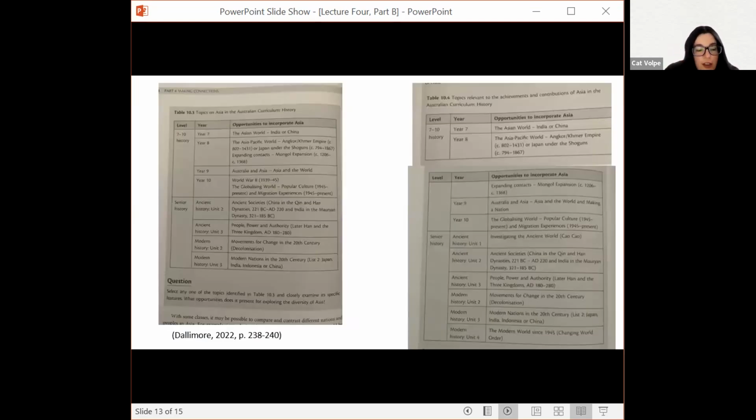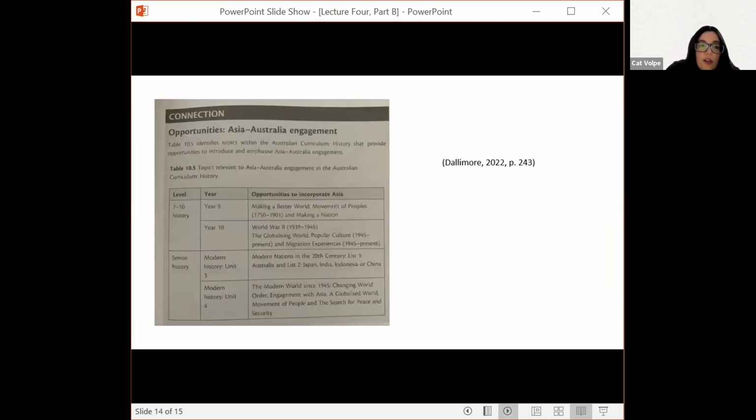So this is taken from pages 238 to 240, and we can see that these are some areas where you can have opportunities to incorporate Asia into these different topics, okay? And there's also some examples here of the topics that are relevant to the Asia-Australia engagement in the curriculum.